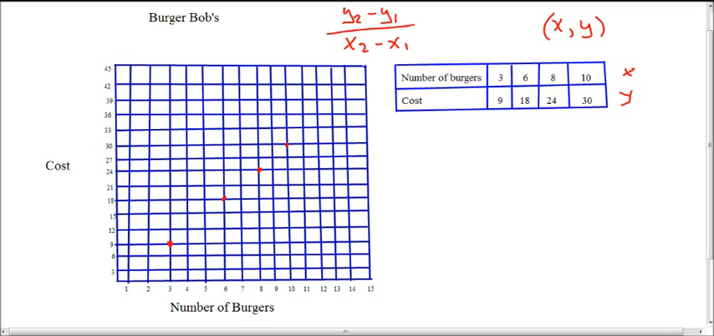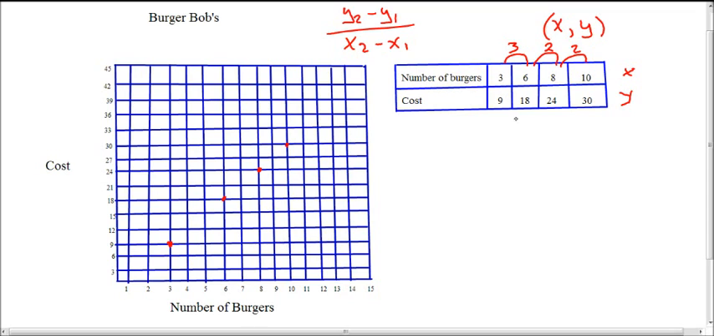Let's take a look at this with our x values first. This is the first, this is the second, so 3 from 6 gives us 3. 6 from 8 gives us 2. 8 from 10 gives us 2.